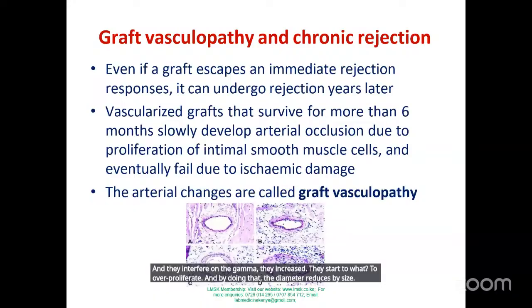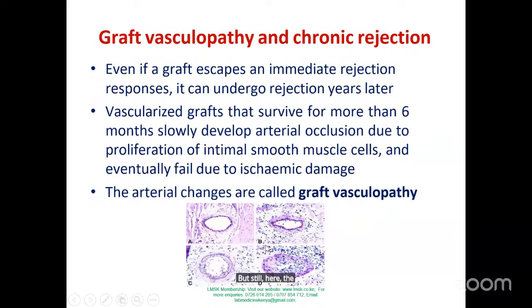But still, here, the blood can still pass in B. But now if you go to C, again, there is now thickening of the inner layer of this particular lumen. So by part D, it is almost occluded. So that is what happens.